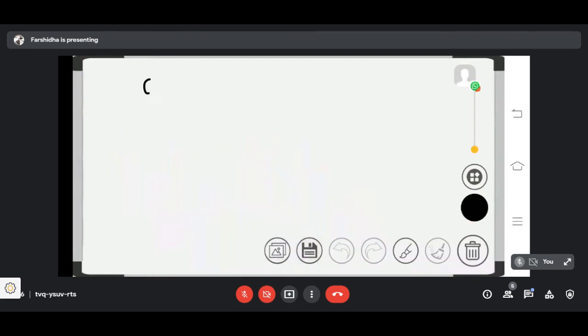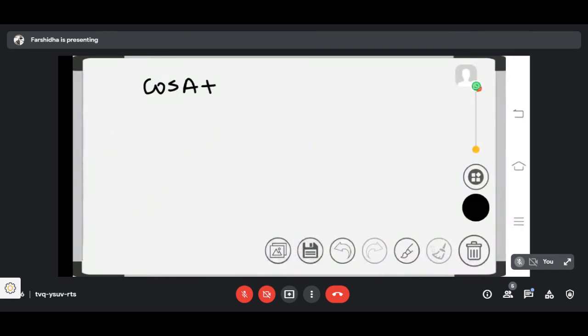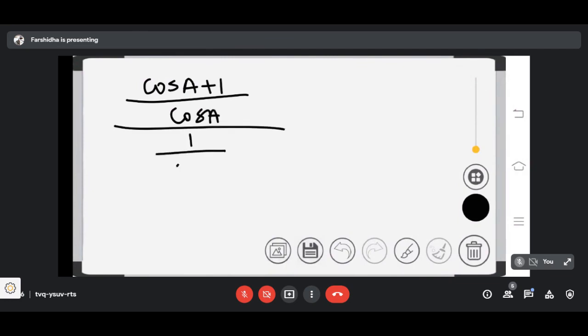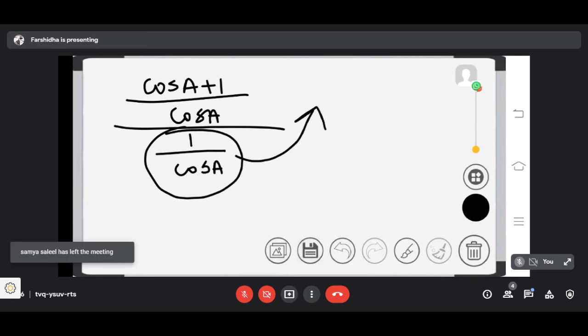Okay, so you got cos A plus 1 by cos A again divided by 1 by cos A. So in the next step, I'll be taking this denominator 1 by cos A to the other side. So it will be the reciprocal of 1 by cos A, that means cos A by 1. And this division will become multiplication.